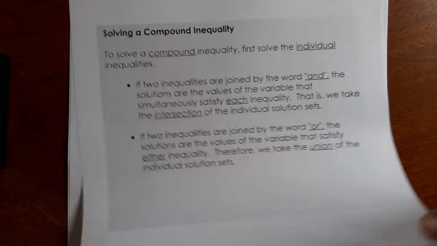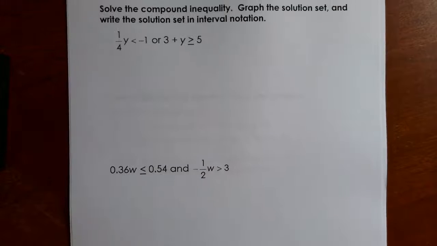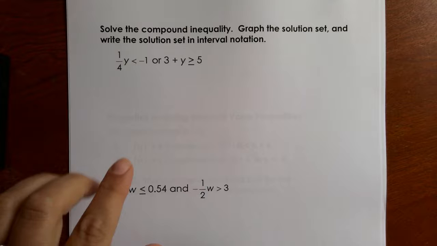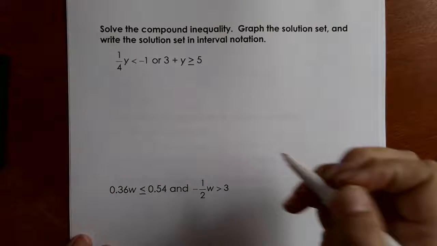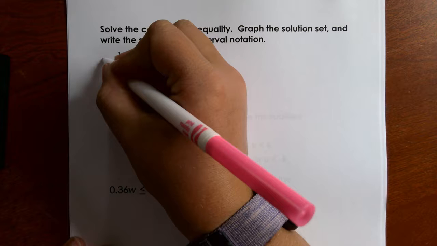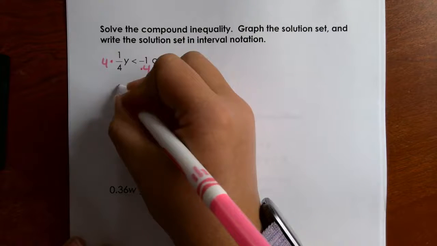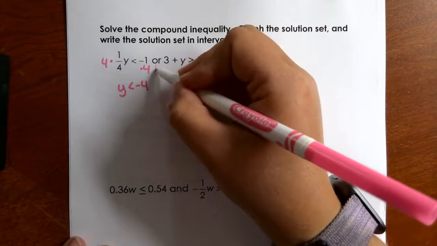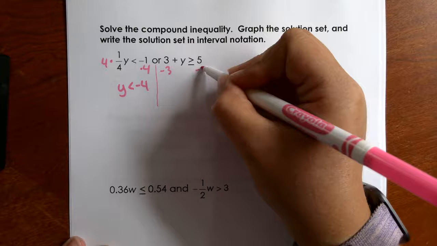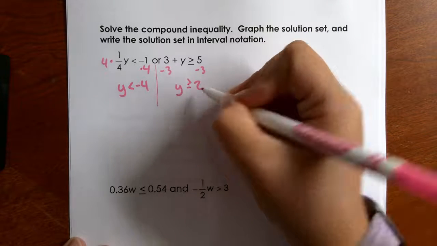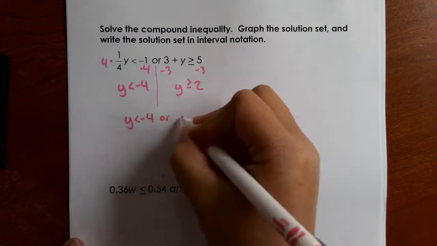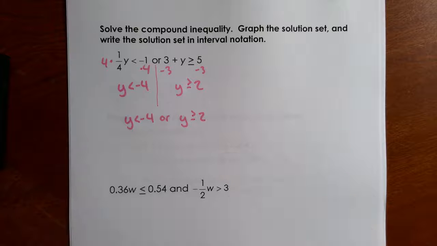Let's solve some compound inequalities. We are going to still graph them, write the solution in interval notation. So for this first one, all I do is treat it like two completely separate inequalities. So I'm going to solve this first one. I multiply by 4 on each side to get rid of the 1/4, and I get y is less than negative 4. And then I solve the second one. I just subtract the 3 off both sides, and I get y is greater than or equal to 2. So my solution is y is less than negative 4, or y is greater than or equal to 2.